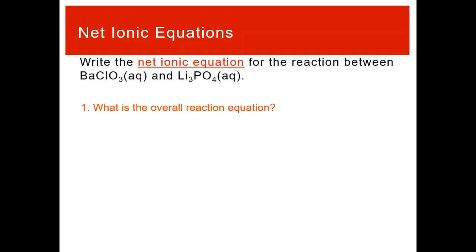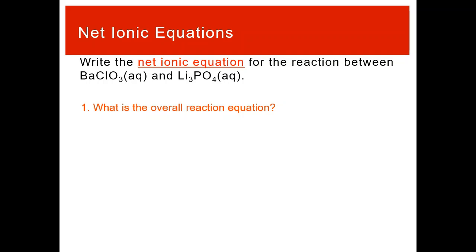So we can see that we want the net ionic equation. This is a chemical equation, so normally we could start with reactants and products. But for a net ionic equation, if you want to start, the question is going to be: what's the overall reaction? What is the overall reaction equation that you have?